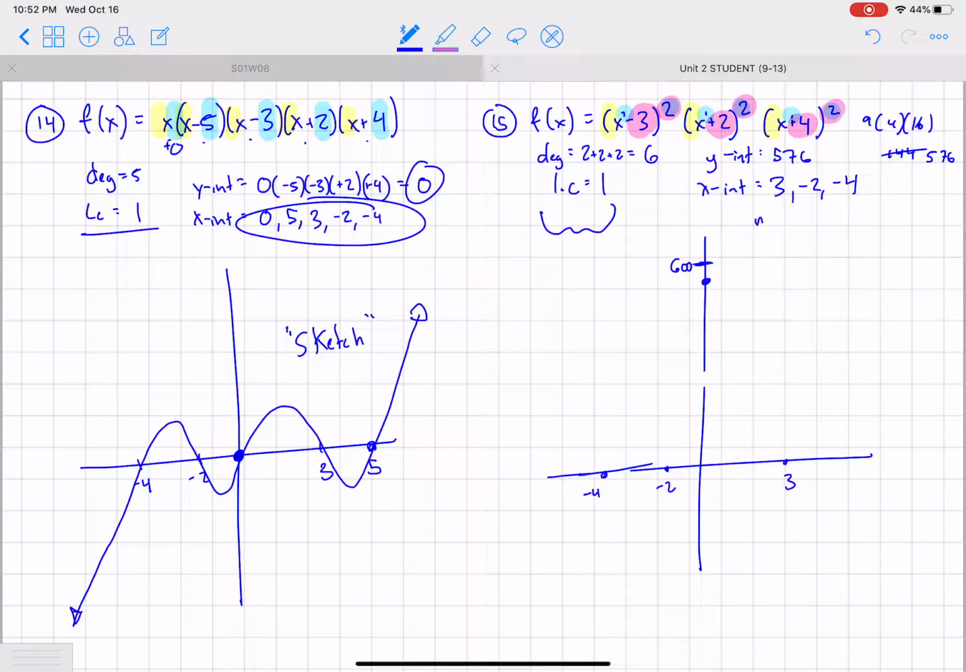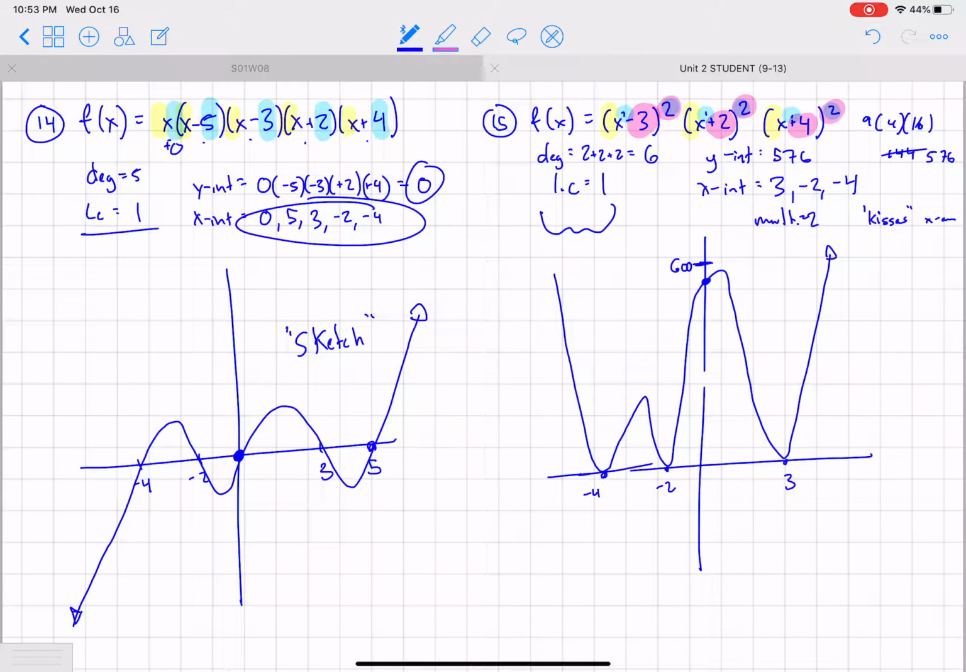But for our x-intercepts, we have a multiplicity of 2 for each. And when I talked about multiplicity, I said if it's an even number, it kisses the x-axis. All right, so because it's a positive even function, we're going to come down from the top left, just kiss the x-axis, come up, come down. We have to come back up to 600, come down to 3 at the x-axis, and come back up.